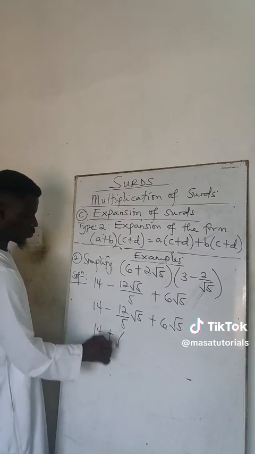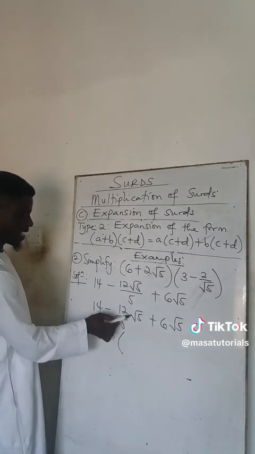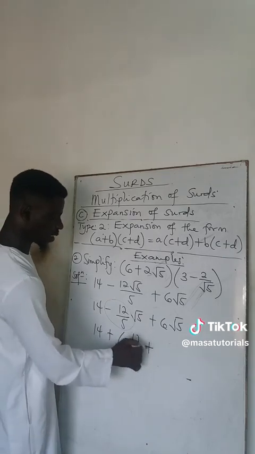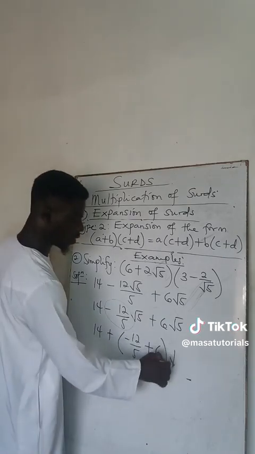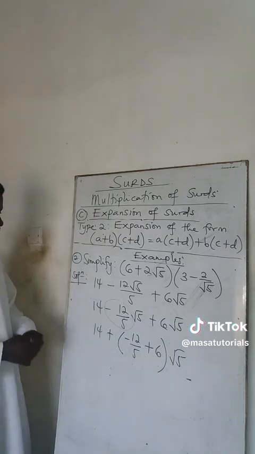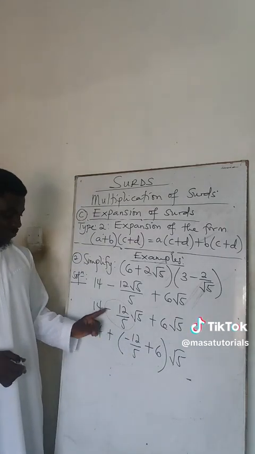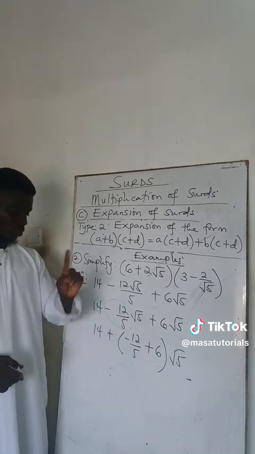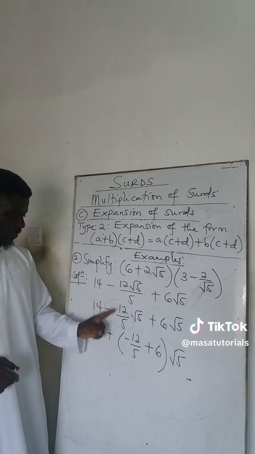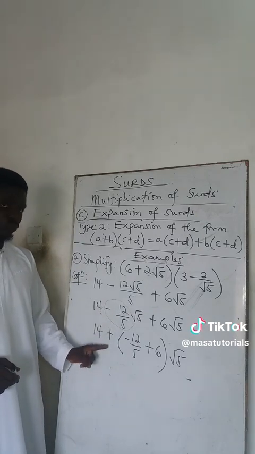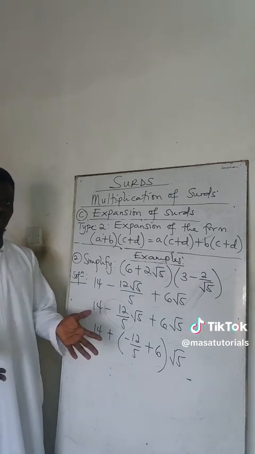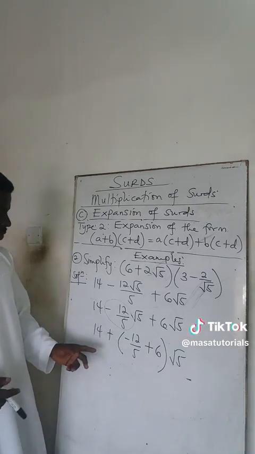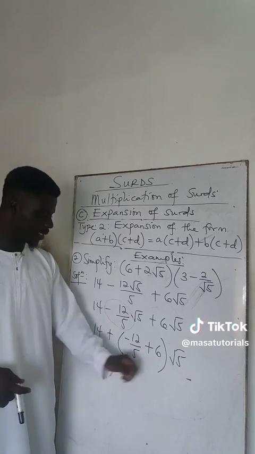Let's drop the plus because we'll be adding negative 12 over 5 to 6 square root of 5. When you say that you are adding, you are forgetting the negative, then you are adding 12 over 5 to 6. You'll be wrong. So 12 over 5, the sign here is what? Negative. So you have to draw positive. Don't forget positive and negative. When they meet, you still get your negative back. So don't worry about that. So negative 12 over 5 plus 6.